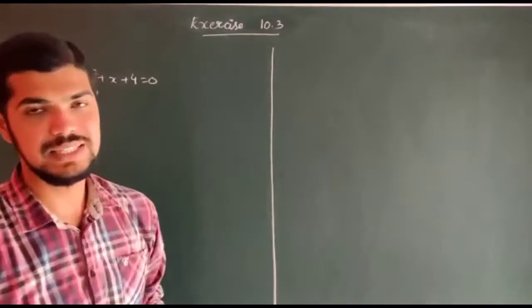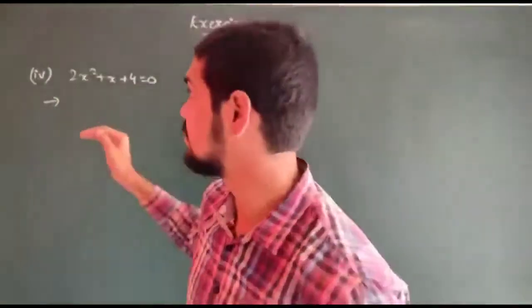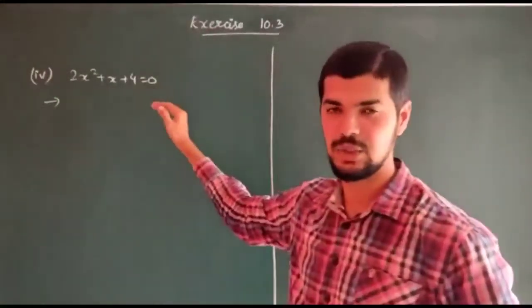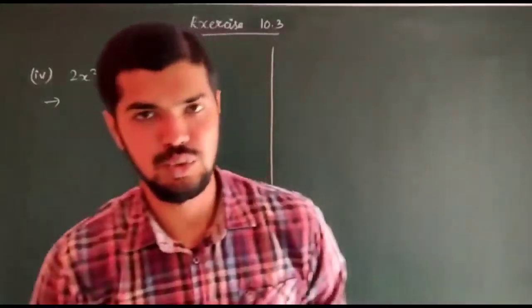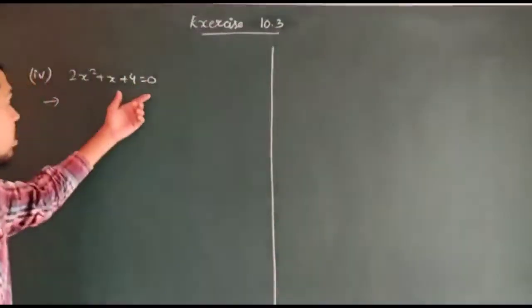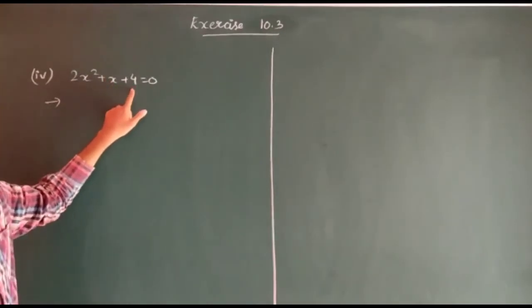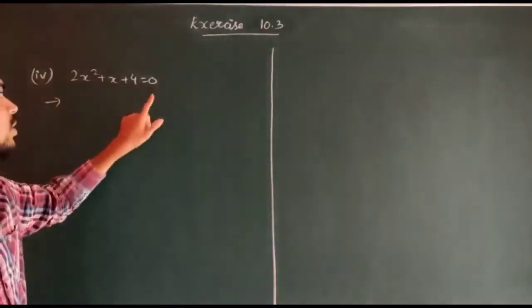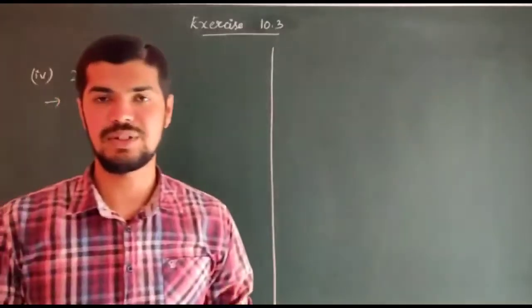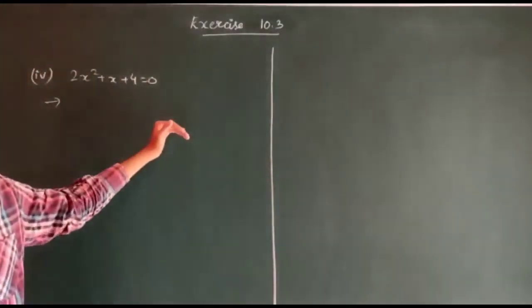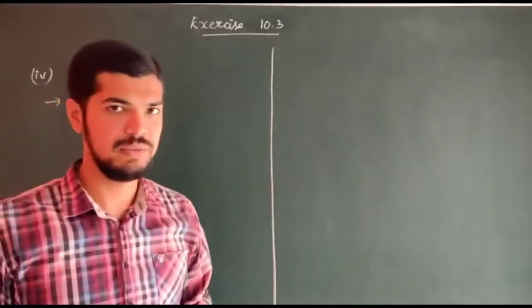Let us try solving the last problem of the concept, that is solving the quadratic equation by completing the square method. Let me read out the problem first. The question here is 2x square plus x plus 4 is equal to 0. Now in total there are 6 steps in order to solve any quadratic equation by completing the square method, right?